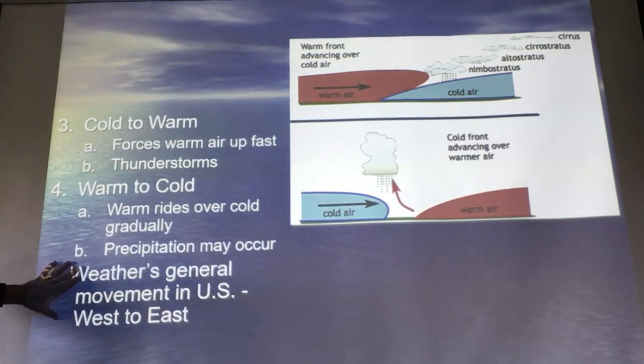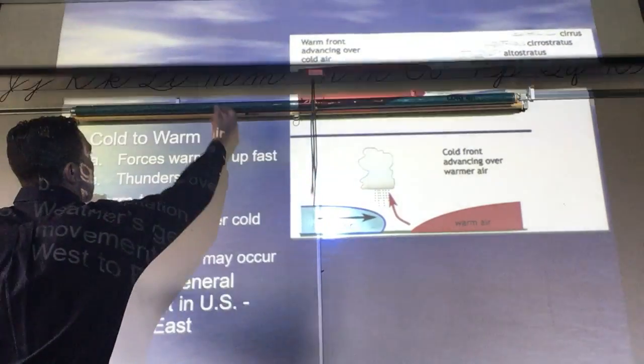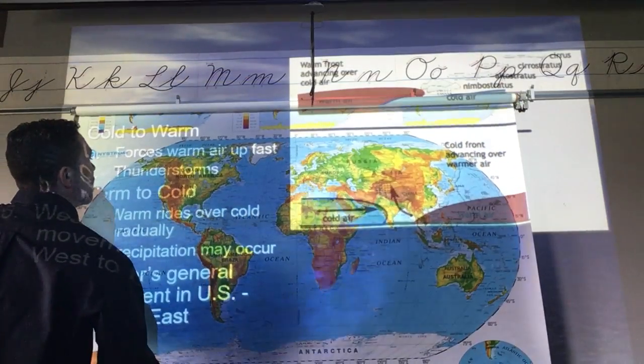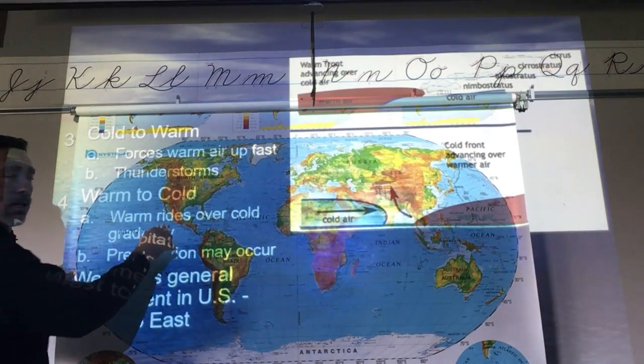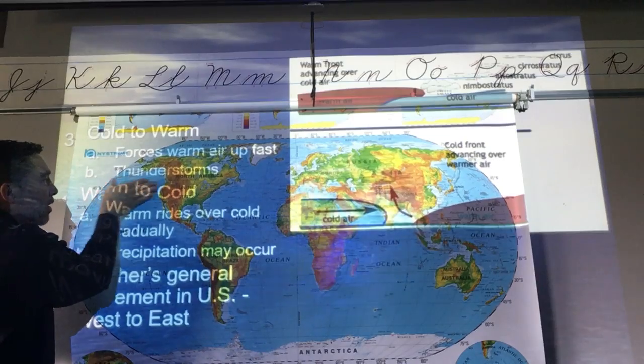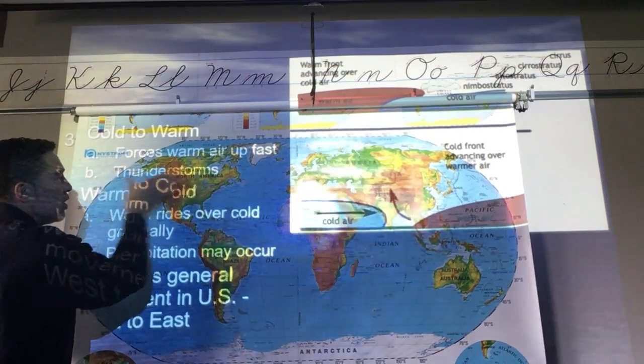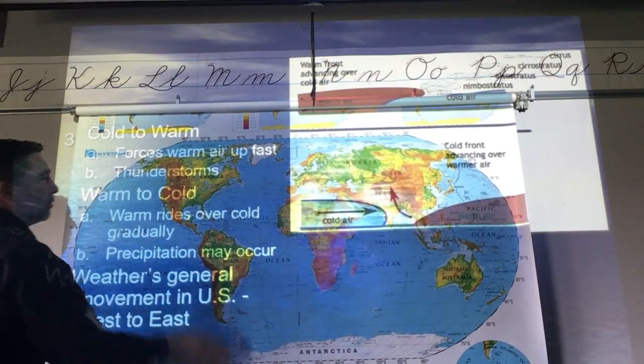Okay? In general, weather moves from west to east. If you can see this, you've got Linden, Washington here. This is the west coast. Weather in the United States usually goes this direction. Okay?